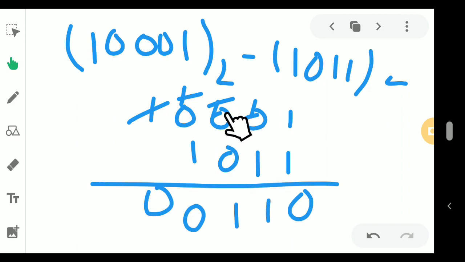And for this digit, actually, what is left? 0 is there, and from this digit I have taken 1, so it was 1. And from here I have taken 1, so 1 minus 1, 0.